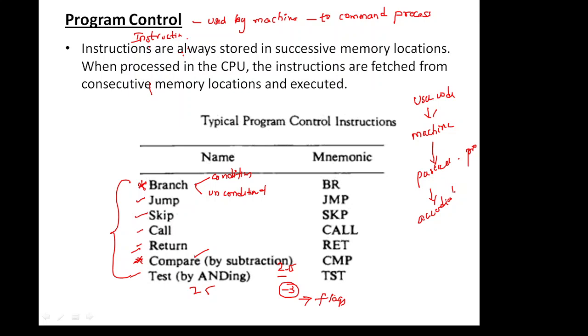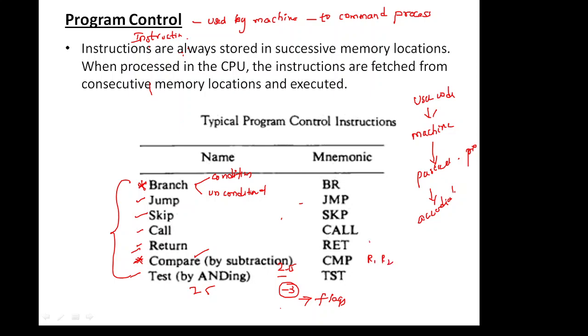We have different flag registers like the zero flag, sign flag, carry flag, parity flag, even flag, odd flag. So different flags are there. Based on the results, the flags are set and reset. The best example of compare instructions is compare R1 comma R2.